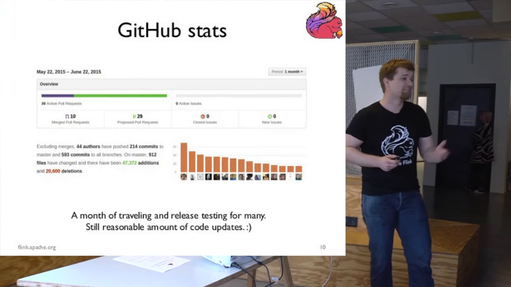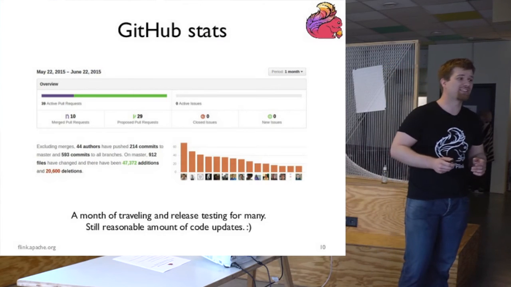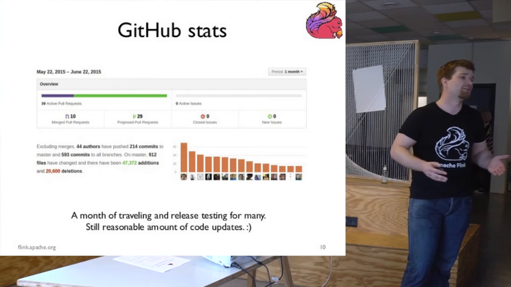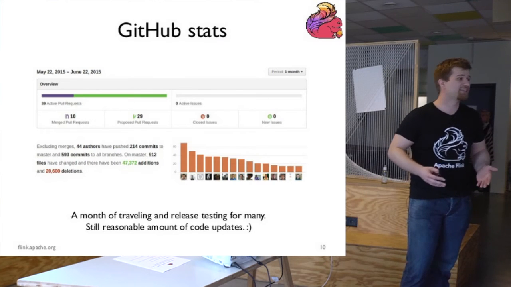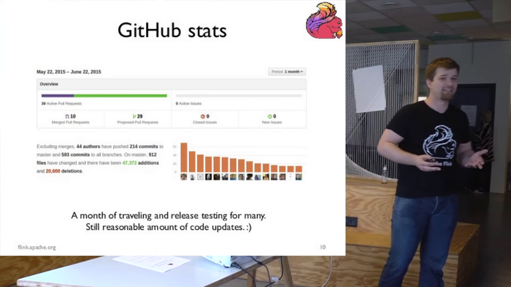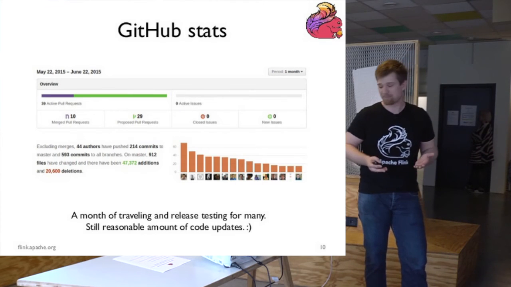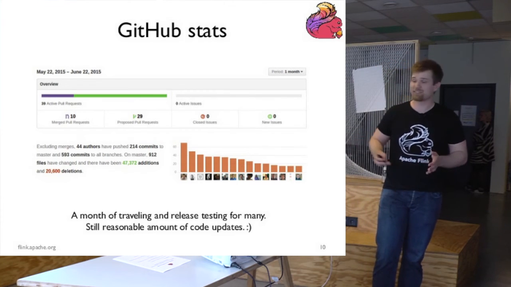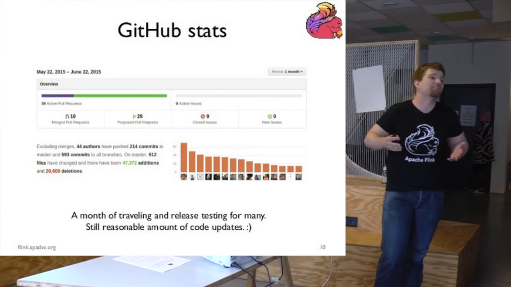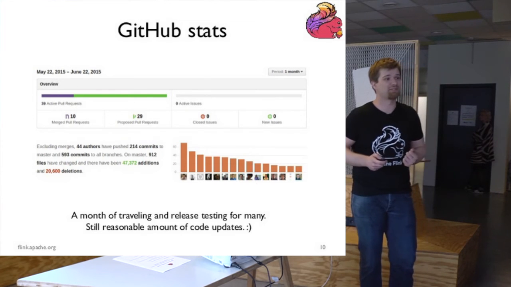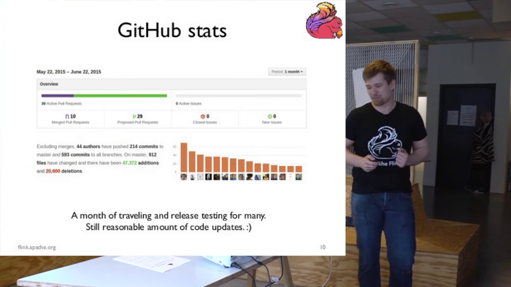But how much has changed in the last months? You could say that this was the last month of a release, so obviously we were testing a lot. Guys were traveling a lot to the US to get the word out about Flink. What has happened recently? Actually, if you look at the commits, we can say that this last month was productive as well, just like the others. And Flink is not slowing down in terms of contributions.